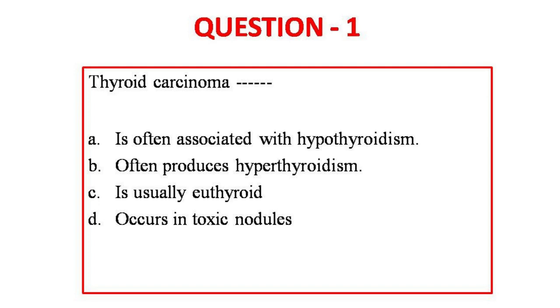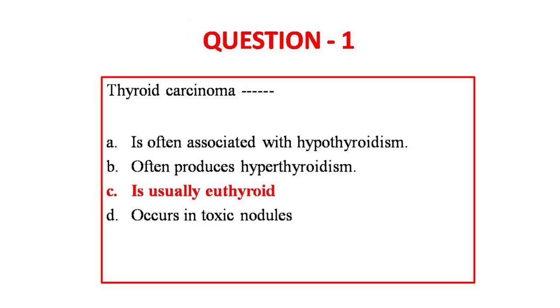We are going to see questions and answers from general surgery. So moving on to question number 1. Thyroid carcinoma is often associated with hypothyroidism, often produces hyperthyroidism, is usually euthyroid and occurs in nodules. The answer to this question is usually euthyroid.